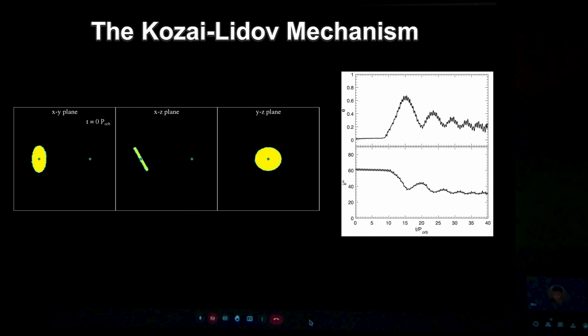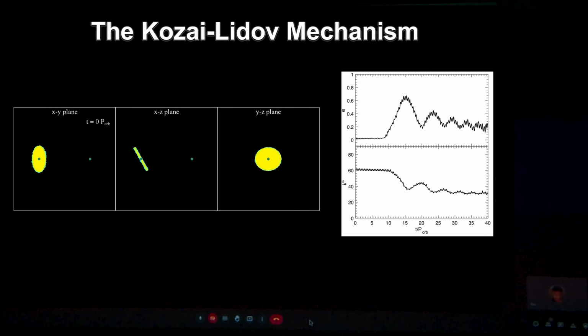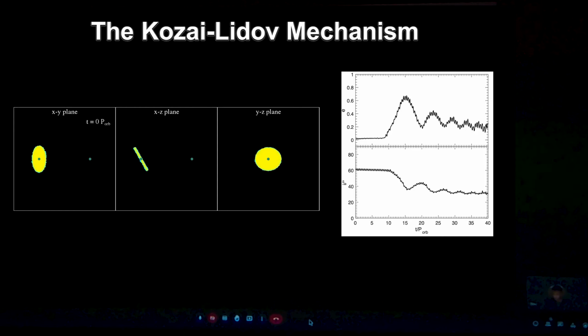You can see here on the right panel the disk eccentricity as a function of time on the top, and the inclination on the bottom. You can trigger these Kozai-Lidov oscillations where the eccentricity increases, and as the eccentricity increases, your inclination decreases.